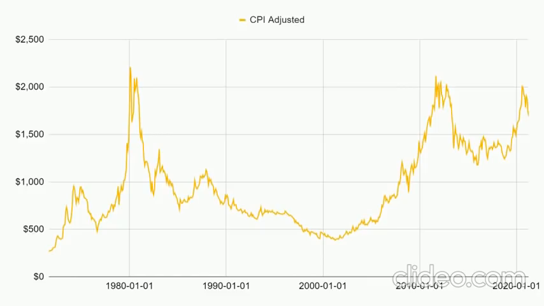And here is that chart. This plot shows the same gold price information going back to 1971, but it multiplies each data point by the current CPI and divides it by the CPI for each month going back to 1971.